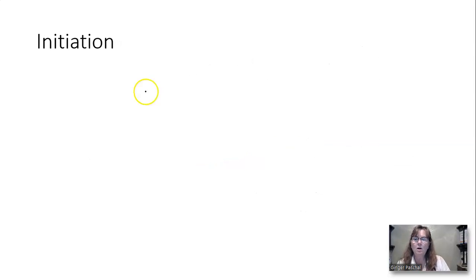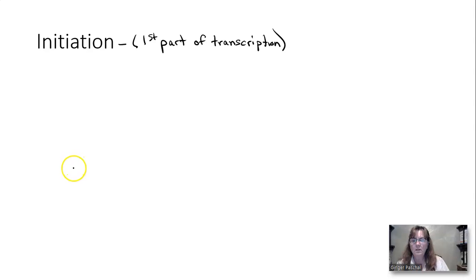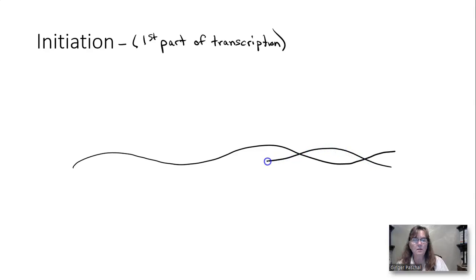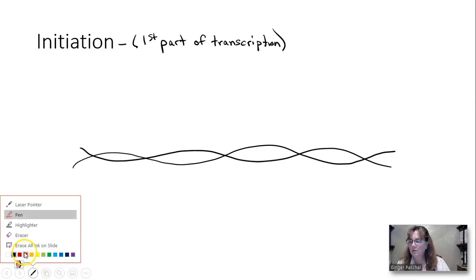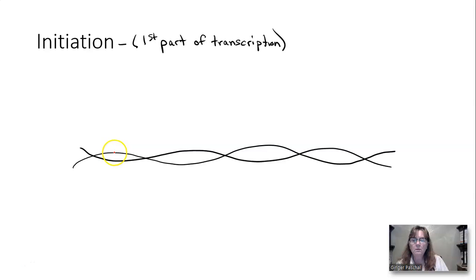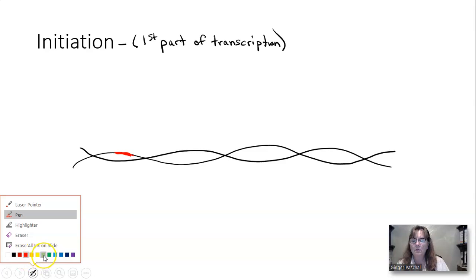So there are 3 parts to transcription. The first part of transcription is initiation. And we'll describe what this is in just a minute. So again, we need our DNA molecule with its 2 strands. And we've got our promoter region here. And we've got our gene down this way.